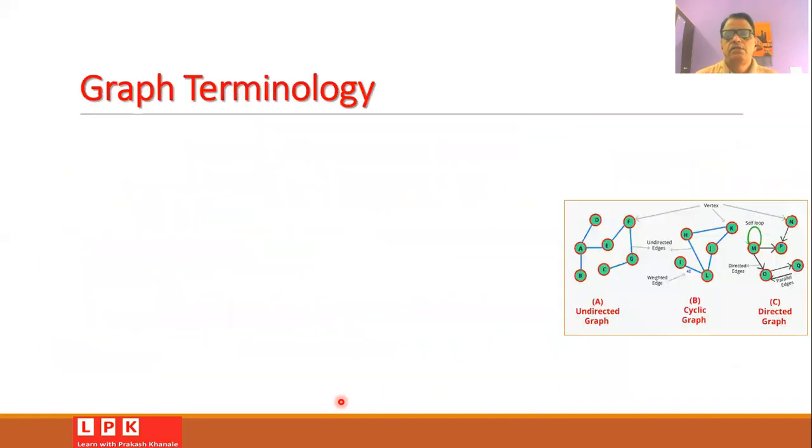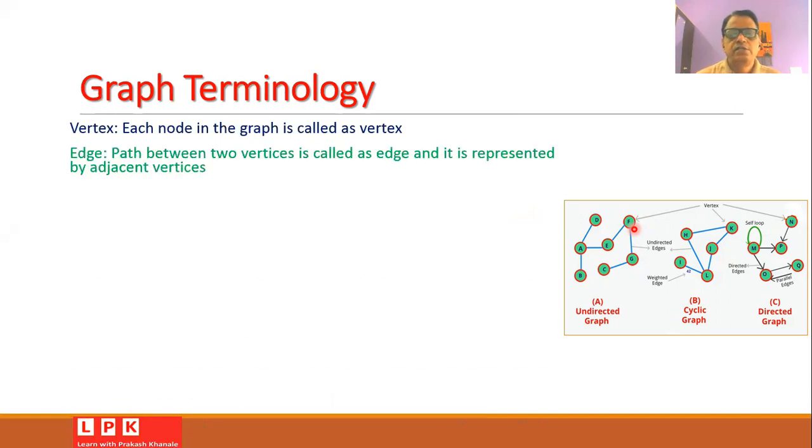So let us understand some terminology that is always used whenever we study graphs. Vertex: each node in the graph is called a vertex. As shown in this diagram, the node that is represented is called a vertex. The edge is nothing but the path between two vertices, and it is represented by the adjacent vertices. So for example, A is connected to B, so there is an edge between A and B. Similarly, there is an edge between C and G.